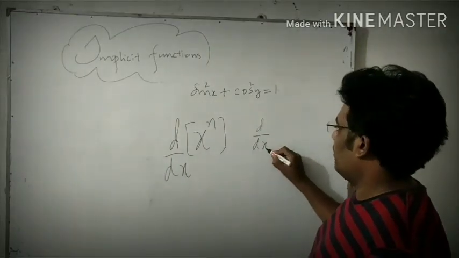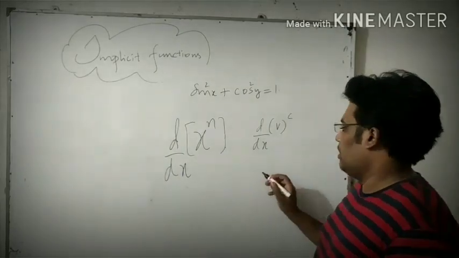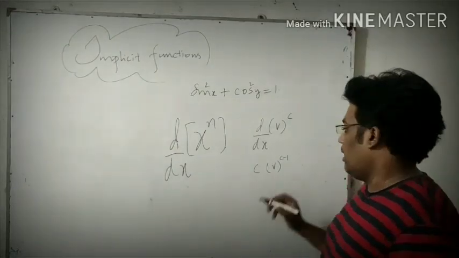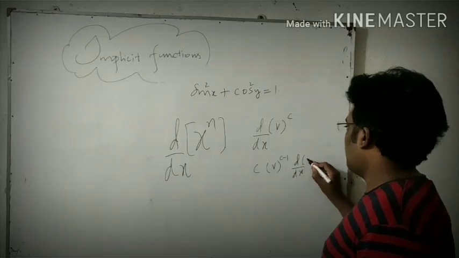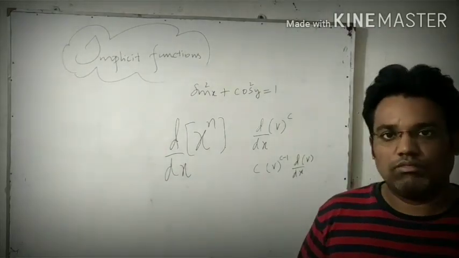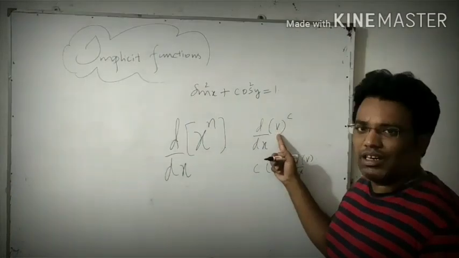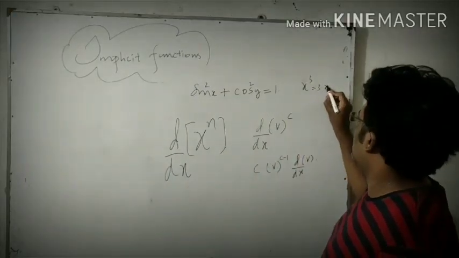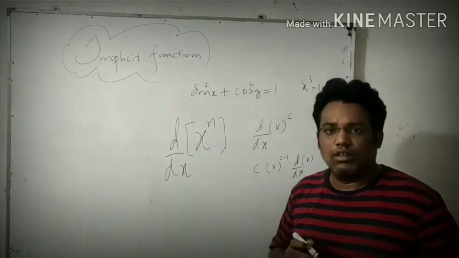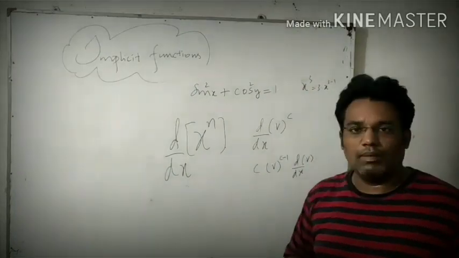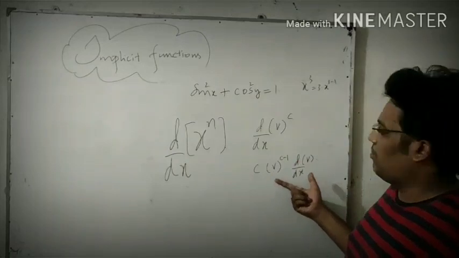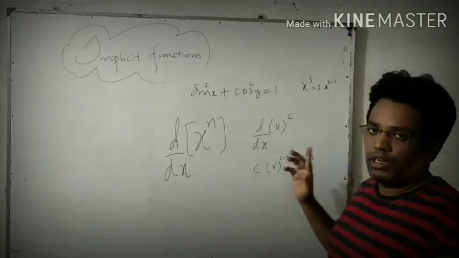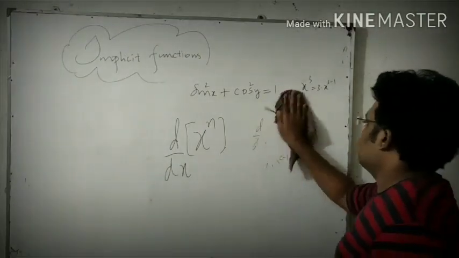d by dx of variable to the power of constant: keep that constant, reduce the power of the variable by 1, c minus 1, and differentiate the variable, d by dx of v. This is how you need to differentiate. Suppose you have x cube, you simply write the differentiation of x cube, 3 into x to the power of 3 minus 1. That's all. When you have anything apart from x, maybe sin x, log x, or anything, just remember this: write the constant, reduce the power of the variable by 1, then differentiate the variable. This is a simple thing you should remember.